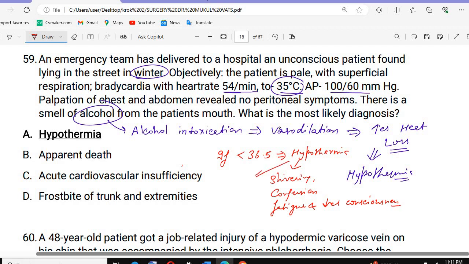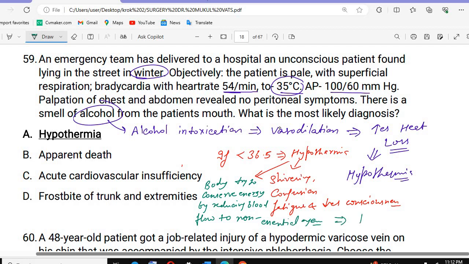In hypothermia, what will the body try to do? The body will try to conserve energy by reducing the blood flow to which organs? To non-essential organs like the skin and the muscles. Then we will see a decrease in the heart rate and a decrease in the respiratory rate.